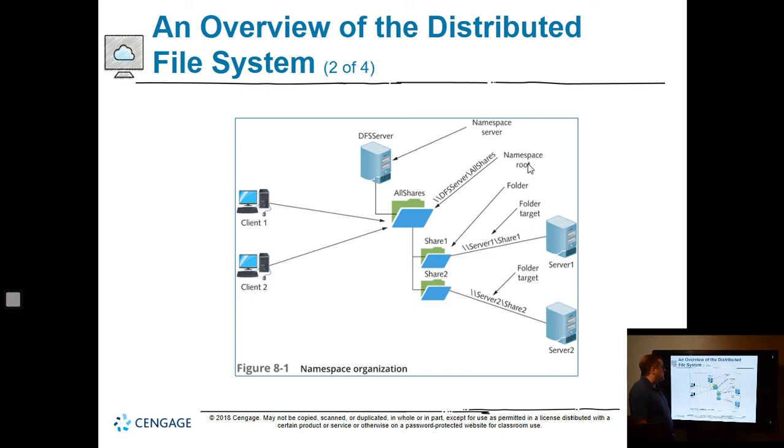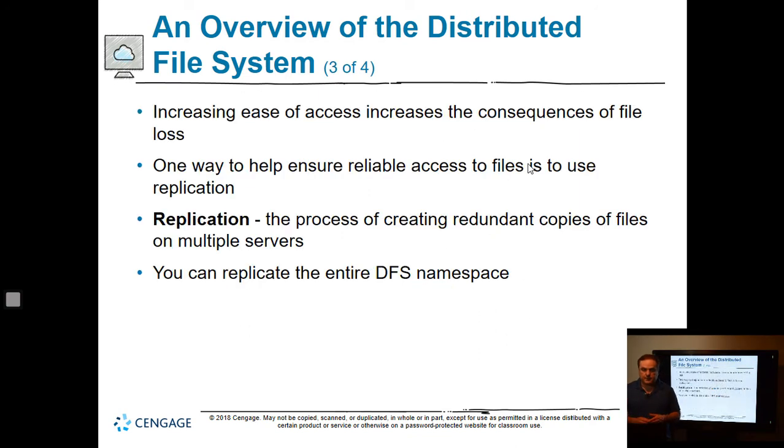You also have the namespace server itself that manages the namespace. Typically, I don't set up a namespace server separate from the DFS. I make server 1 and server 2 both a namespace server as well as a shared folder server. So that way you add some redundancy. But this diagram is showing it in a little different way than what I'm used to, but it does still work. So it increases the ease of access and reduces the consequences of file loss.